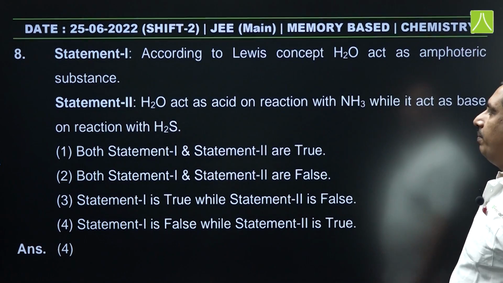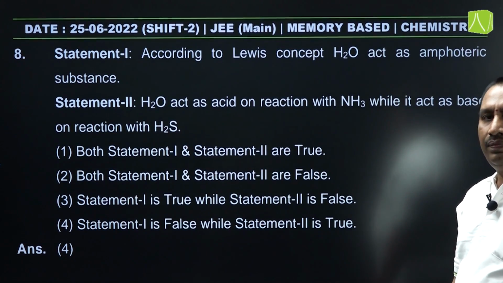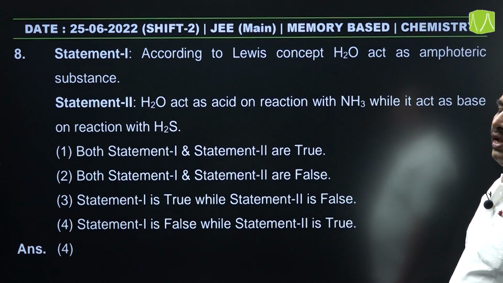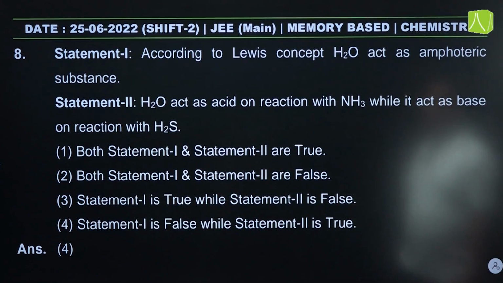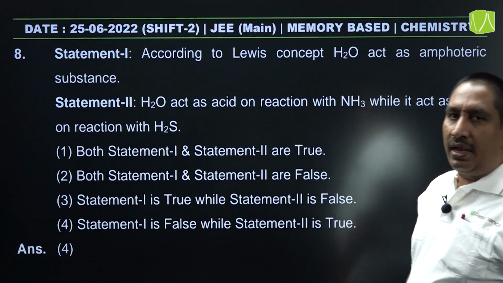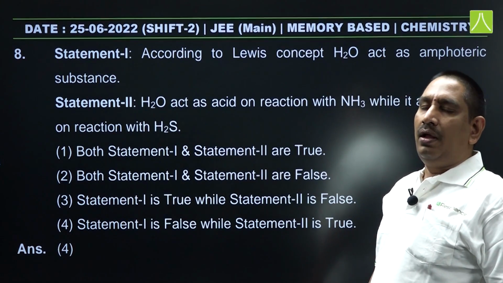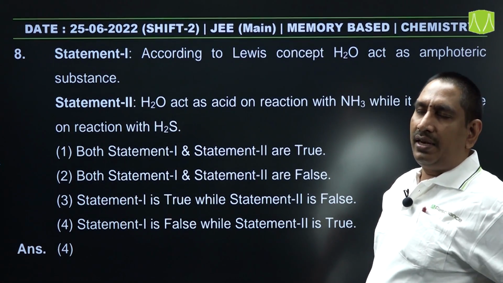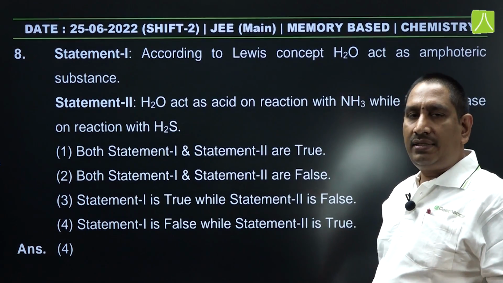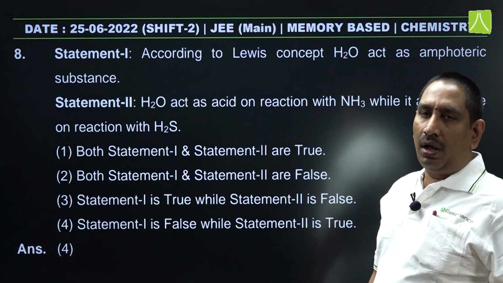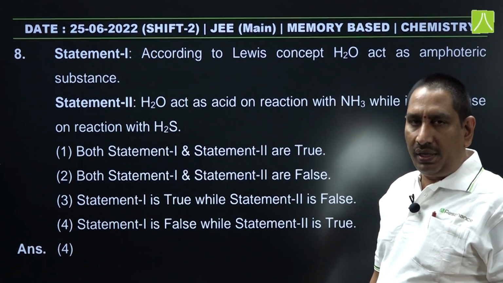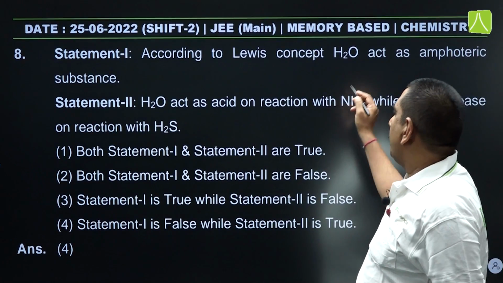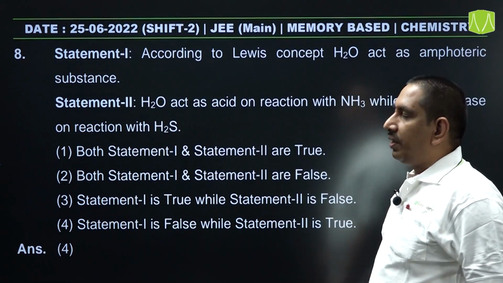अब ये क्वेश्चन है from ionic equilibrium. इसमें स्टेटमेंट्स दिया है. According to Lewis concept, H2O acts as an amphoteric substance. ये गलत है. क्यों? Lewis concept से acid means lone pair acceptor. That means lone pair acceptor is the acid, lone pair donor is the base, and here it is given as H2O acts as amphoteric substance.